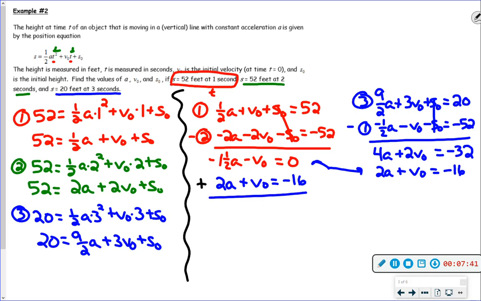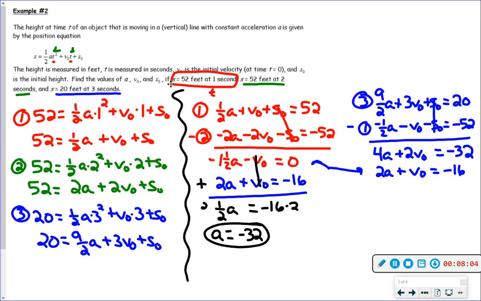So negative 1 and a half plus 2, a half. v0s are gone. 0 plus negative 16. And then, of course, to get rid of the half, you're going to divide it off or multiply by 2. If we multiply by 2, a is negative 32. I'm going to circle that because I don't want to lose it, okay? And all of this crazy work.